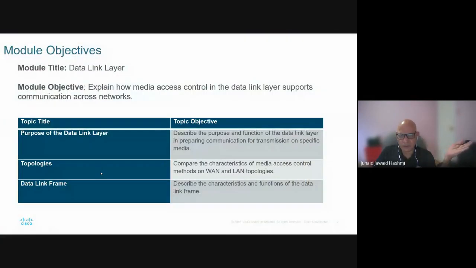So this is what we're going to cover: the purpose of the data link layer, the different WAN and LAN topologies, and the data link frame. Frames are also very important when you're monitoring network traffic for the purpose of troubleshooting. Understanding frames will help you to troubleshoot network problems, and that's also linked to data link layer frames.